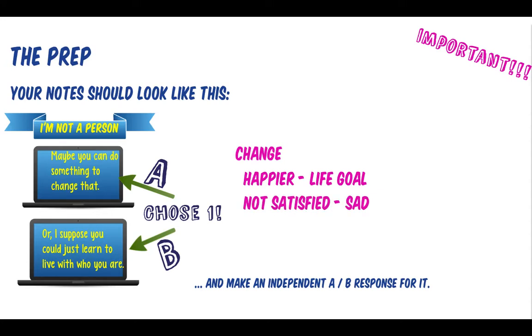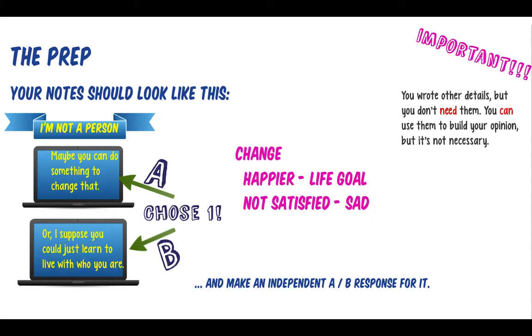Here's my other reason example. She will not be satisfied if she chooses the other option. She'll be sad for the rest of her life if she chooses the other option. So you wrote down other details in your notes, but you don't need them. You can use them to build your opinion, but it's not necessary.